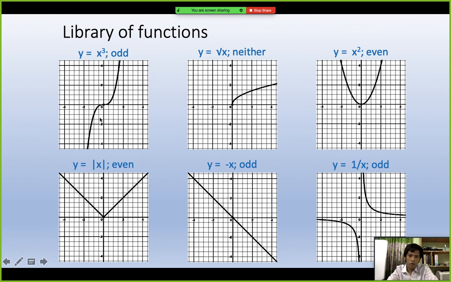This function is an odd function because we have reflection about the origin. Origin reflection means odd function. This one is y equals square root of x. This one is the x square function. This one is the modulus of x function, y equals |x|. This is the y equals minus x function. This is y equals 1 over x function.